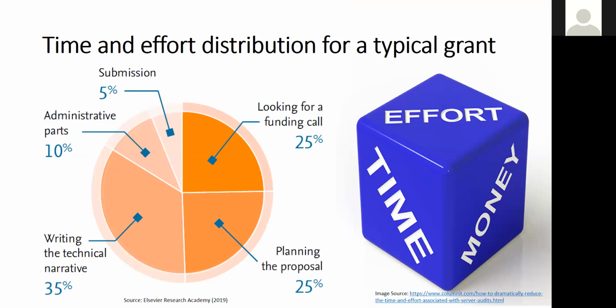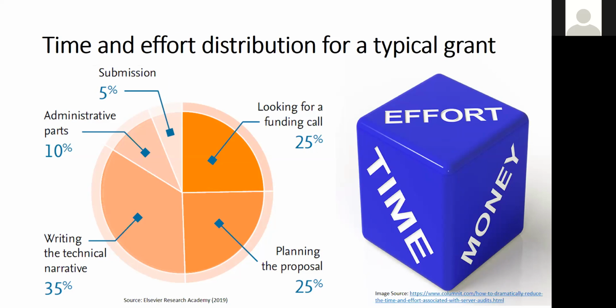Time and effort distribution for a typical grant. When you're working on a grant, you spend a lot of time in certain processes. You've got to be very careful in how you plan your time. The biggest complaint that everyone faces is they can't meet the deadline, which is key. In many competitive grants, if you miss the deadline, no matter how good your grant proposal is, you are going to be rejected. So 35% of your time is basically spent on the technical narrative.